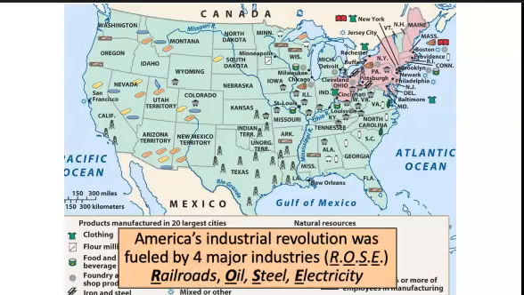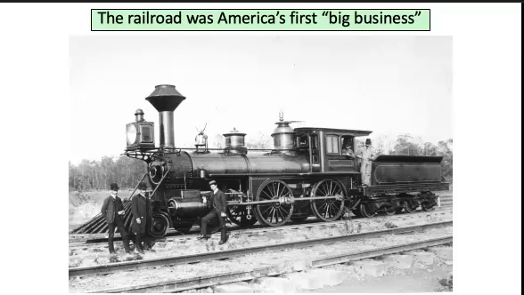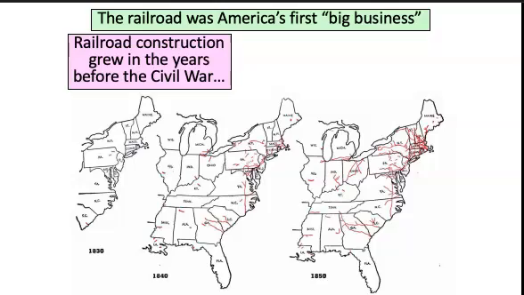The American Industrial Revolution was fueled by these ROSE industries: railroads, oil, steel, and electricity. And the first one we want to talk about is railroads. And it was America's first big business. So let's just do a little bit of a history lesson, go backwards just a little bit to set the historical context for the growth of American railroads.